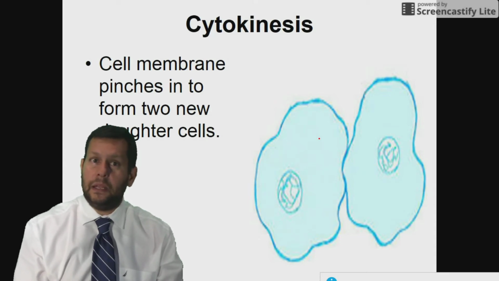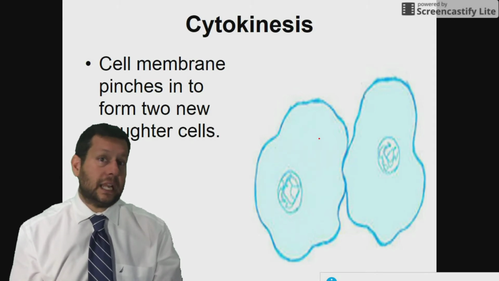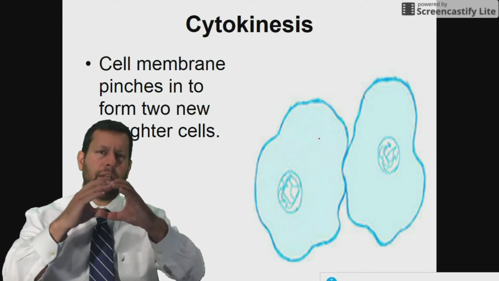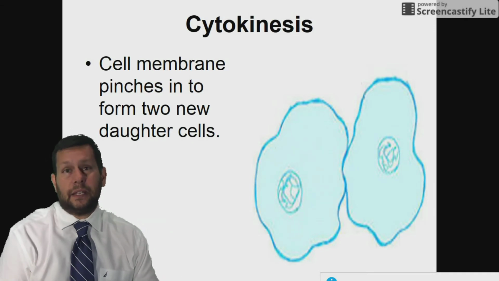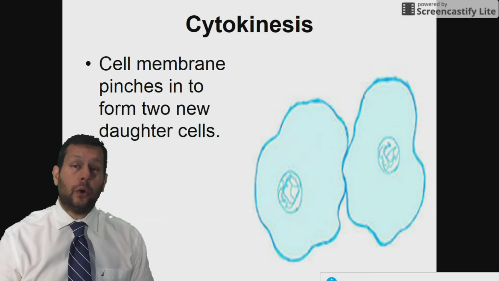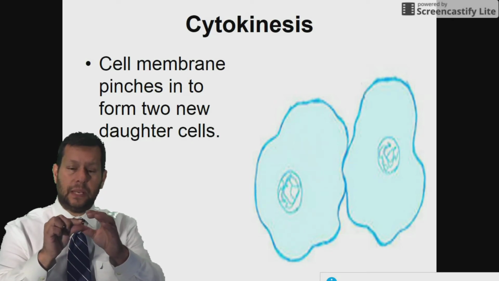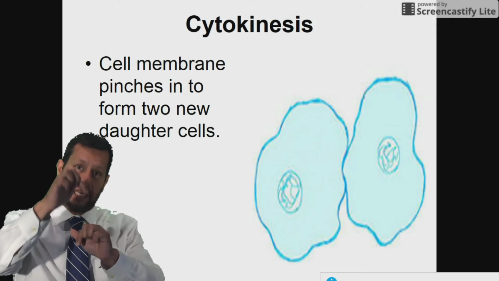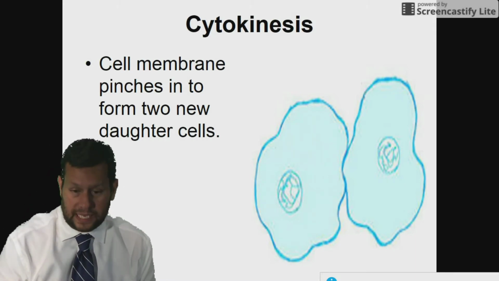Now, you might be thinking ahead and wondering, well, how does a plant cell do this? It has a cell wall. Cell walls are way too rigid. They're not going to be able to pinch in. So because plant cells have that cell wall, they can't undergo cytokinesis. Instead, they're going to grow a cell plate through the middle, and that cell plate will get longer and longer and longer until it connects with the outside cell wall, and you'll get those 2 individual plant cells.